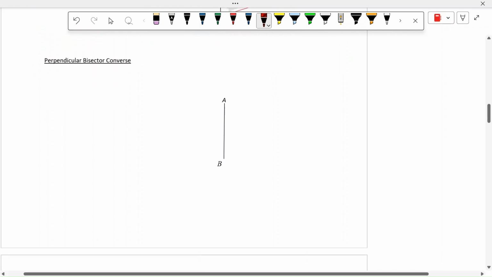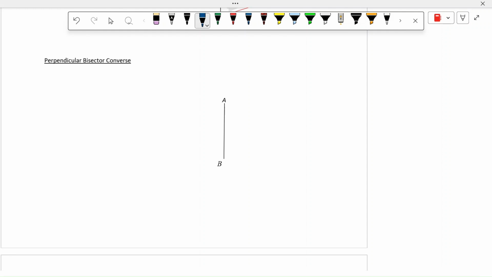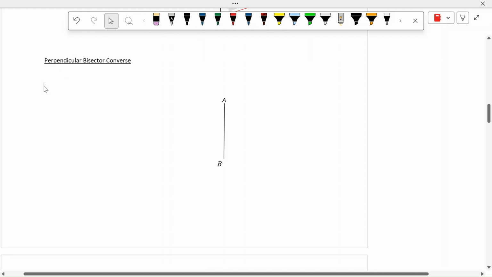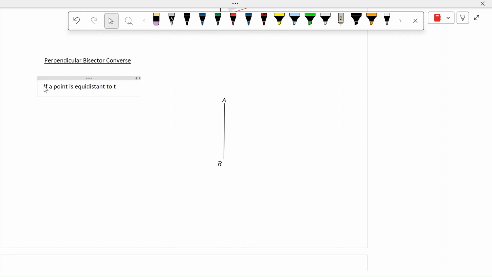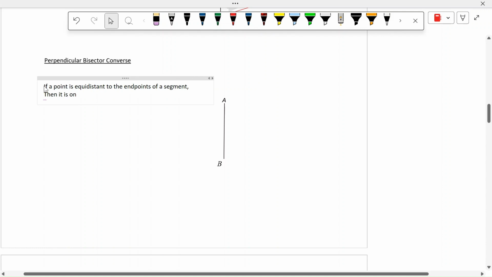We also have a perpendicular bisector converse that's going to be true. If you remember the converse, that's when you switch the hypothesis and conclusion around. So if a point is equidistant to the endpoints of a segment, then it is on the perpendicular bisector of the segment.